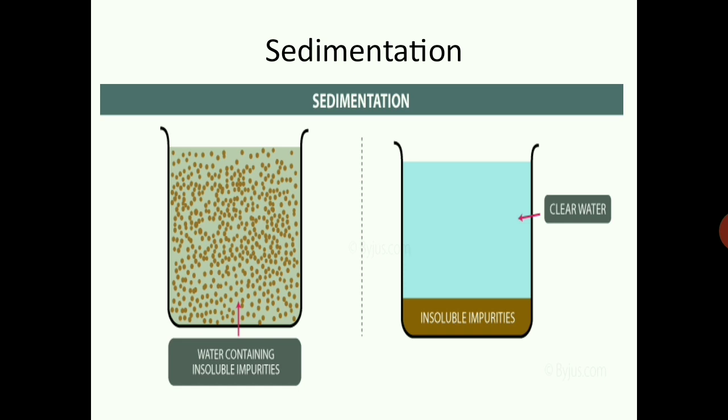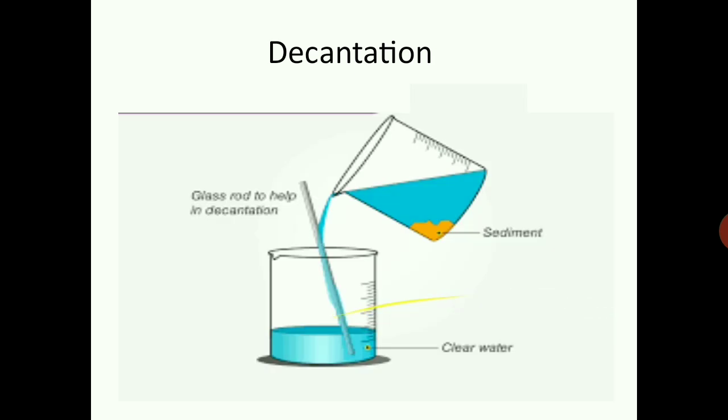In this picture, you can see the sand particles are mixed with water. When we allow this mixture to settle, the solid particles, that means the sand particles, get settled down. So this process is called sedimentation. Now the next one, decantation. When the water along with the dust is removed, the process is called decantation.